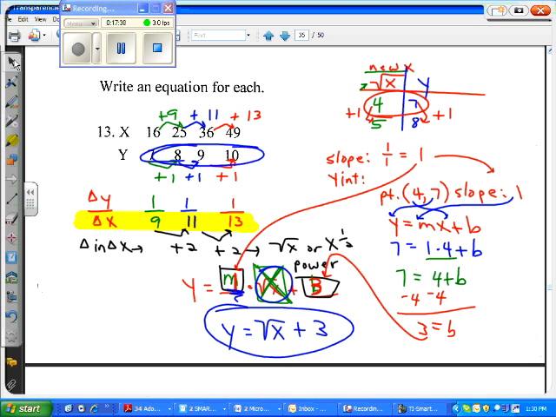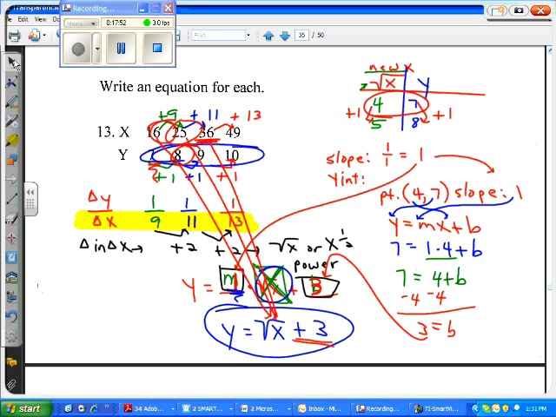We can test it. Plug in a 16. Square root 16 is 4 plus 3 is 7. That's correct. Test it again. Square root 25 is 5 plus 3 is 8. Worked again. Test it again. Square root 36 plus 3. Square root 36 is 6 plus 3 is 9. So we tested out our points in our equation, and we found the correct equation. Any questions on number 13?